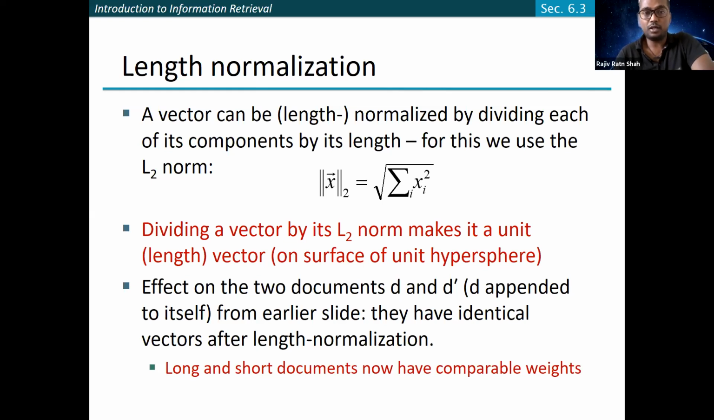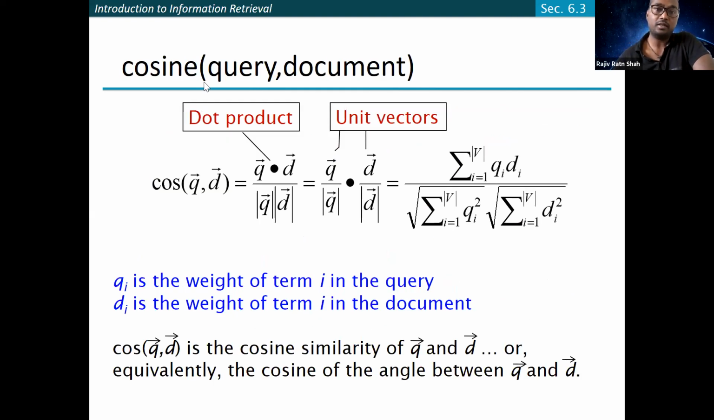So you can perform the length normalization, and after that you can compute the angle between them. So cosine: you have a query Q and a document D, and you can compute the cosine of their angle by taking the dot product divided by their magnitudes. As you know, the dot product Q dot D is the product of their magnitudes into cos of the angle between the two. So you can compute this cosine similarity just by dividing. The magnitude can be computed by the L2 norm.